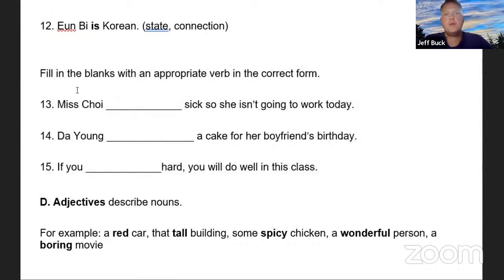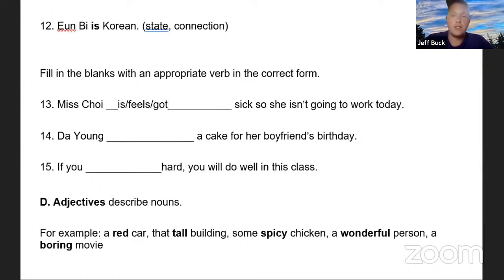All right, here are the answers. Mrs. Choi is sick, so she isn't going to work today, or feels sick, or got sick. All right, so be careful with verbs like "feel." Mrs. Choi, she feels.